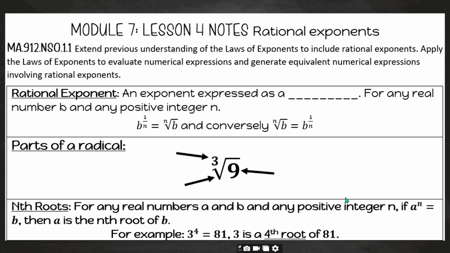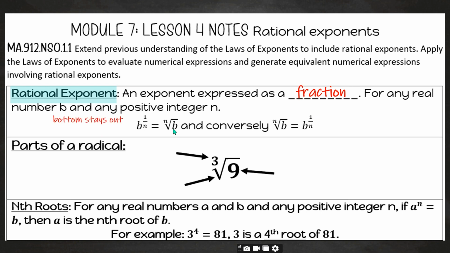This is benchmark NSO 1.1, and we are still applying the laws of exponents to generate equivalent numerical expressions. Let's first start with what a rational exponent is: an exponent expressed as a fraction. For any real number b and any positive integer n, if I have a base of b brought to the 1 over n power, I could rewrite that as a radical, which has an index of n, the radical symbol, and then the radicand of b.